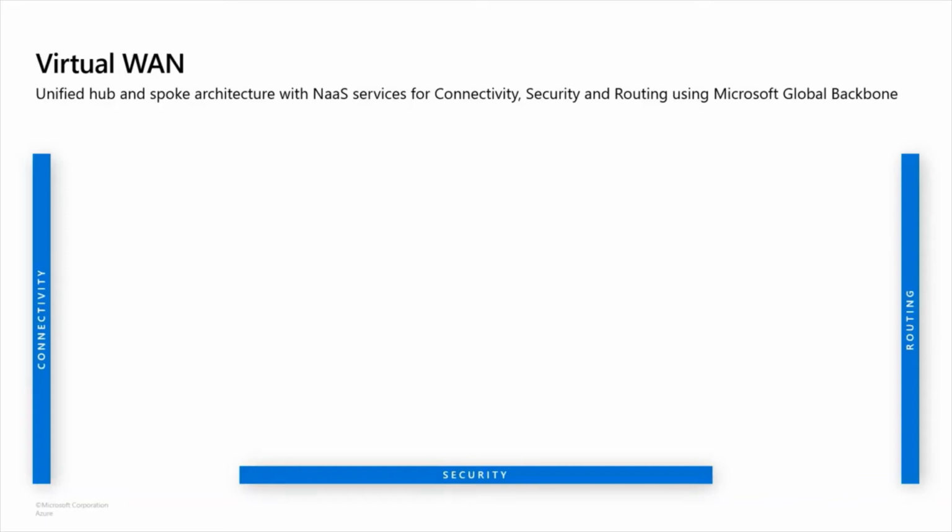Azure Virtual WAN provides a unified hub and spoke architecture for connectivity, security, and routing using the Microsoft Global Backbone. This is network as a service, which provides you these simplified options for connectivity, security, and routing. So let's get started here.